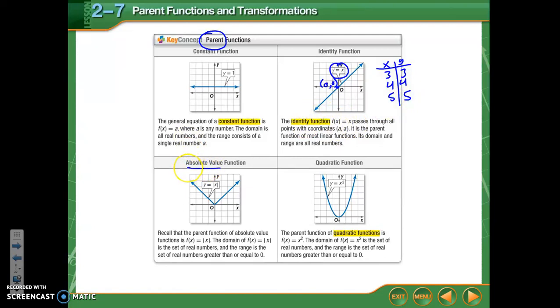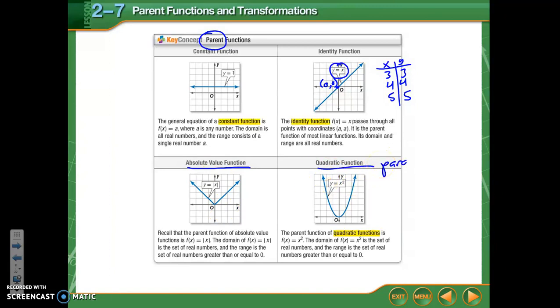Then we have the absolute value function, which we talked about in our last section. Absolute value functions make pointy V's. y equals the absolute value of x is the parent function, meaning that's the most basic absolute value function you can have. And anything we add or subtract to it, either inside or outside the absolute value, is going to move it based on this original parent function. The domain here is the set of all real numbers, and the range is y is greater than or equal to 0.